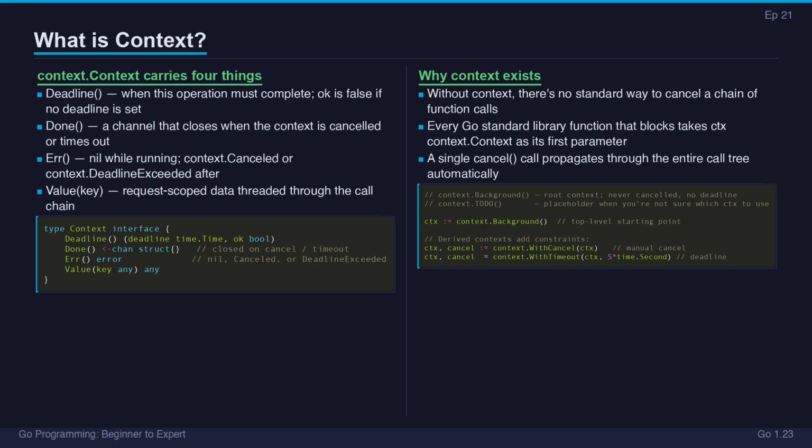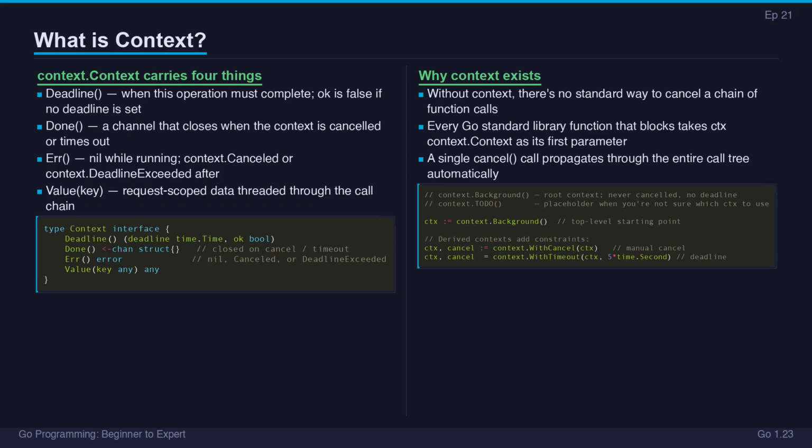You never create a context directly. You start with a root context, Background, for main programs and tests, and derive all other contexts from it using WithCancel, WithTimeout, or WithDeadline. Each derived context is a child of its parent, and canceling the parent cancels all children.